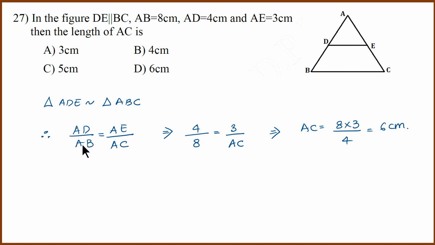So we can say AD divided by AB, small triangle, big triangle, equals AE divided by AC. Okay, the other two sides, again, small triangle, big triangle. We know that AD is 4 centimeter, AB is 8 centimeter. We know that AE is 3 centimeter, AC is unknown. If you simplify this, you can find that AC equals 6 centimeter. The correct answer is D.